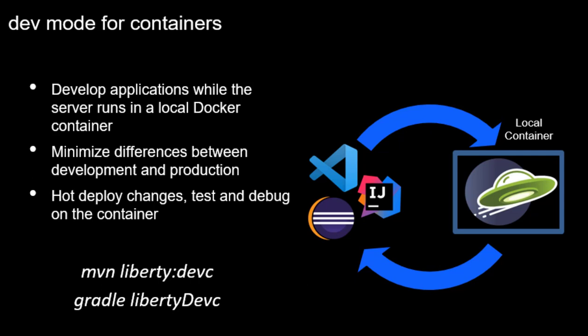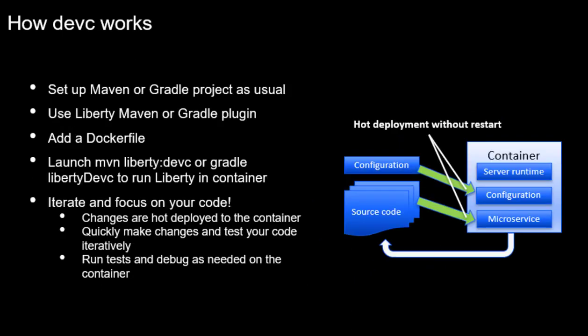Dev Mode for containers supports the same rapid inner-loop development capabilities, supporting hot deploy of code changes into the container, testing, and debugging on the container. Dev Mode in containers is supported in the command line utility and in the Open Liberty Tools extensions in VS Code and IntelliJ. Using Dev Mode for containers is very similar to using Dev Mode without containers. You start with the same Maven or Gradle projects and include the Maven or Gradle plugin. However, using Dev Mode with containers, you also need to provide a Dockerfile that you use to construct the container image.